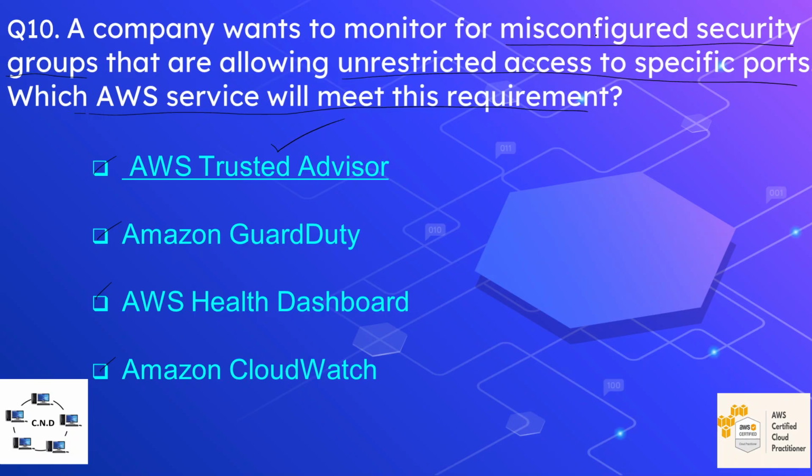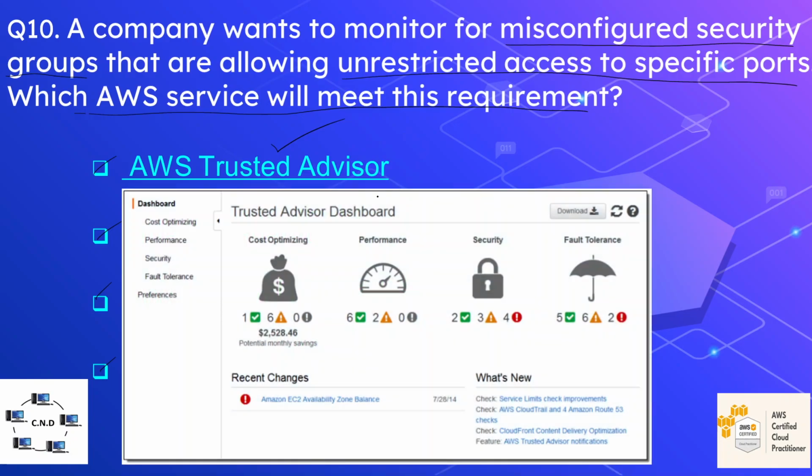This can be used to monitor misconfigured security groups or misconfiguration of security practices. And this is a dashboard of AWS Trusted Advisor. Here we can see that it gives us recommendations for security. So if we have some misconfiguration, such as what these show, it can be identified using AWS Trusted Advisor.